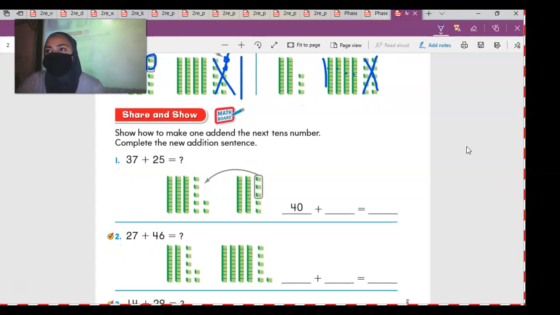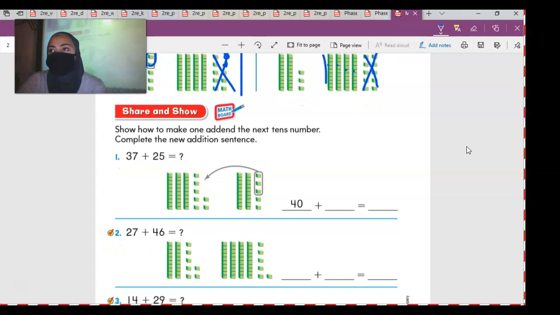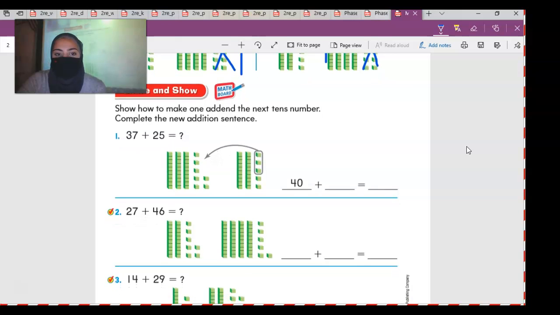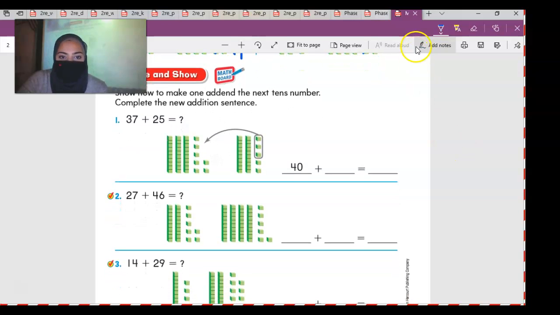Then it just stays messy that way. You just write how many ones there are. Understand? Okay, let's look at the next one. Show how to make one add-in the next 10 number. Complete the new addition sentence.